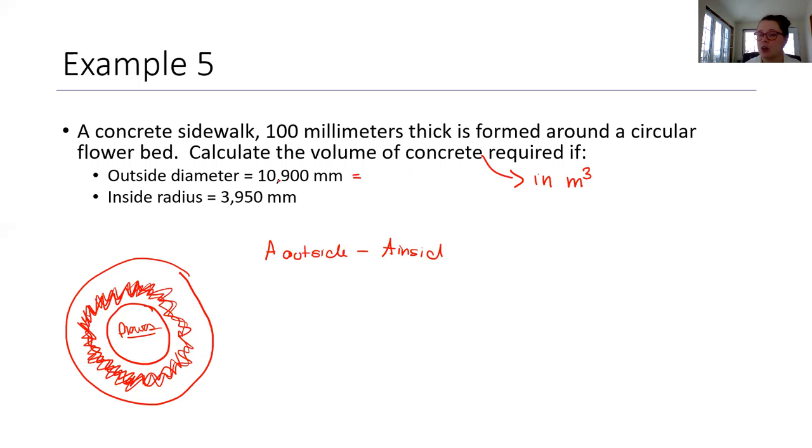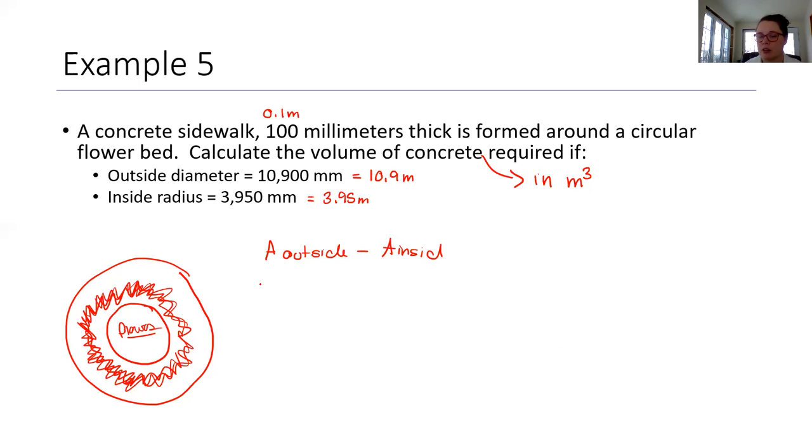So we have 10,900 millimeters, which is going to give me 10.9 meters. 3,950 is going to be equal to 3.95 meters. And 100 millimeters is 0.1 meters. So just doing all of our conversions.